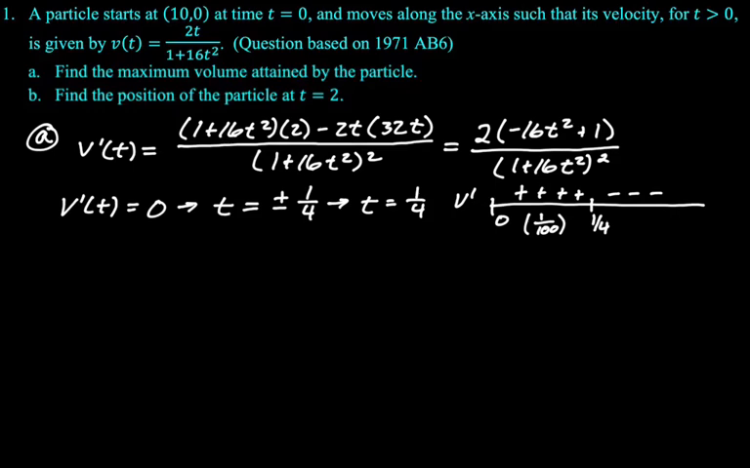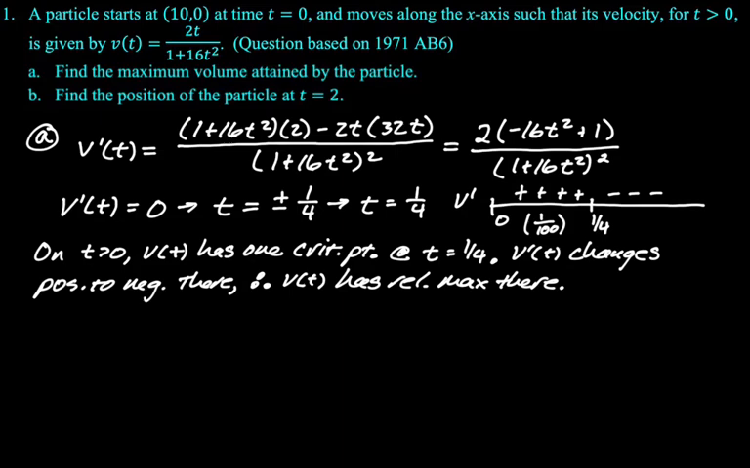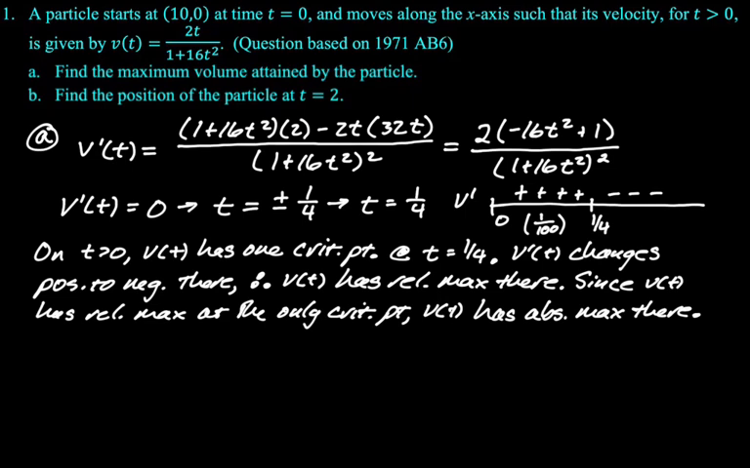So let's see if we can write this up. On t greater than 0, there's only one critical point. That's an important fact here because we're looking for the absolute maximum, so we need to establish that there's one critical point or test endpoints. At that critical point, v prime changes from positive to negative, so v definitely has a relative maximum there, but we're looking for absolute. Combining those two ideas: there's one critical point, it's a relative maximum, so it's got to be the absolute maximum. So since v of t has a relative maximum at the only critical point, v of t has an absolute maximum there. That's the only option for where you could have the absolute max in this case.